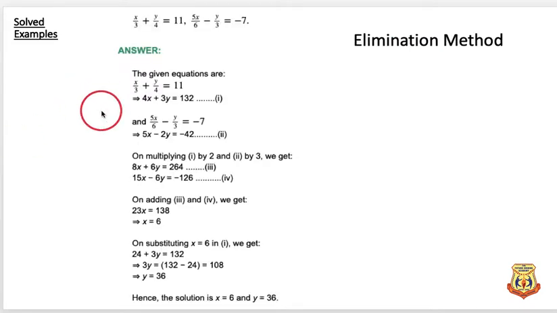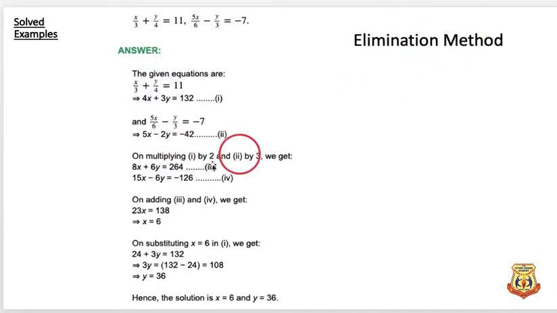Now next, the elimination method. For this, the equations are: this is our first equation, x by 3 plus y by 4 is equal to 11. What we'll do at first with this? The LCM of 3 and 4 you will take out, and then you will multiply with 11, and this side you know how to do. So you will get 4x plus 3y is equal to 132. This is our equation 1 now. And from the other equation, the same way, we'll get equation 2.